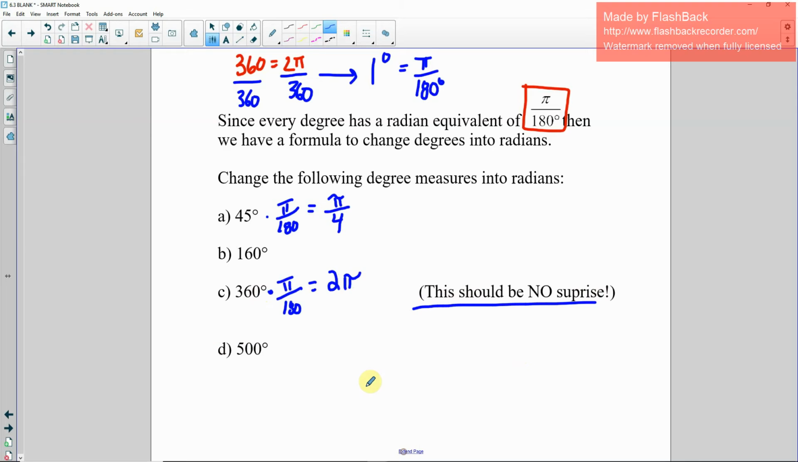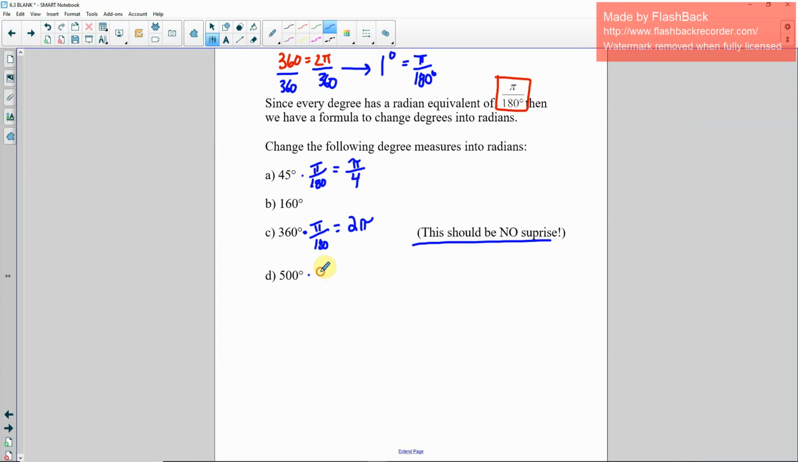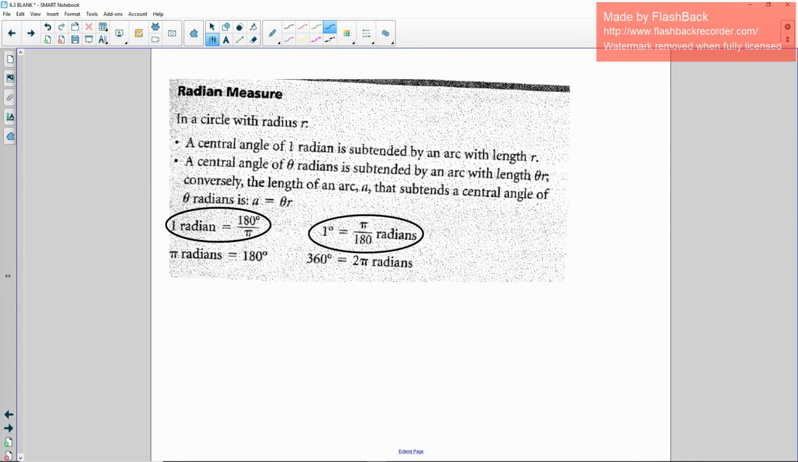Let's try 500 degrees just for giggles. So if you go pi over 180, and if you do some math, do some reduction, stuff like that, you're going to get 25 pi over 9. And you're done that. Let's see what's next.